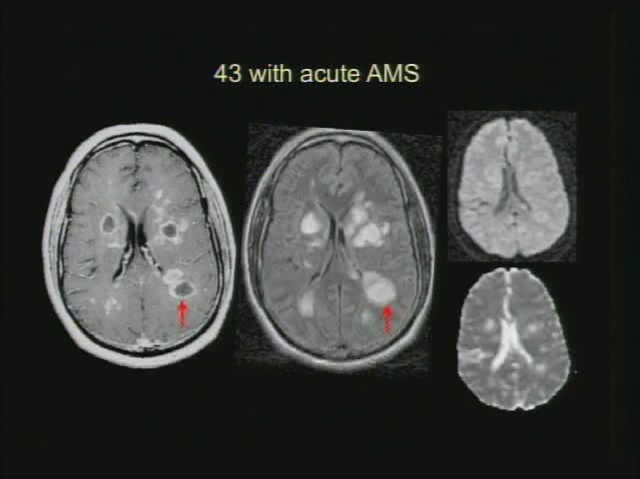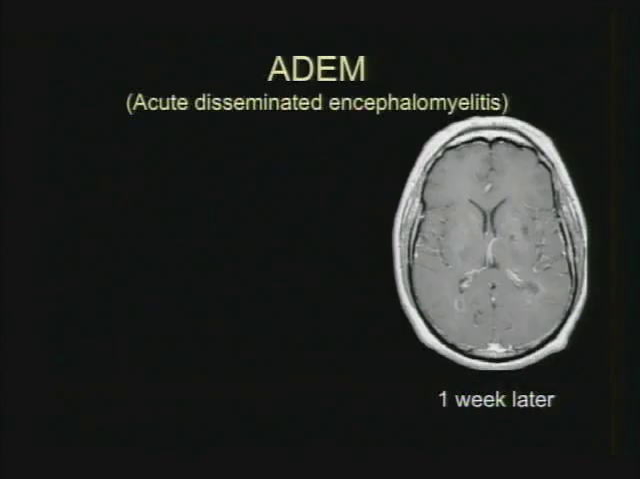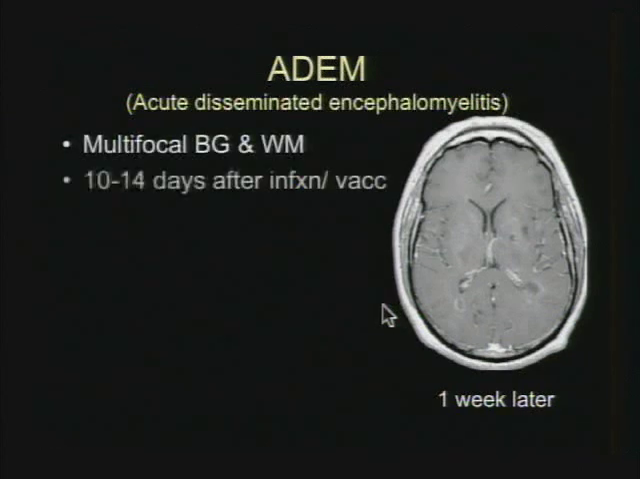This is tumefactive demyelination, a pretty classical appearance that you should be thinking about when you see these ring-enhancing lesions without much mass effect. And this is a patient with ADEM. This is a week later. So you can have multifocal abnormality in the basal ganglia and white matter, often 10 to 14 days after infection or vaccination.